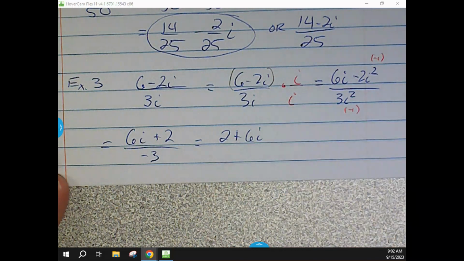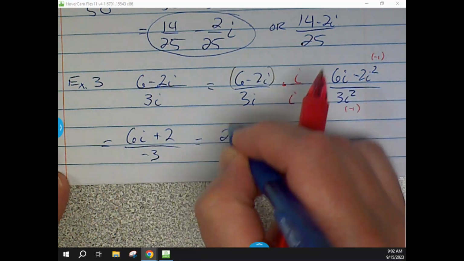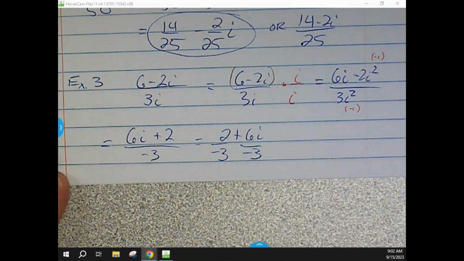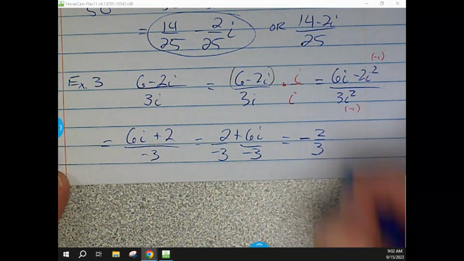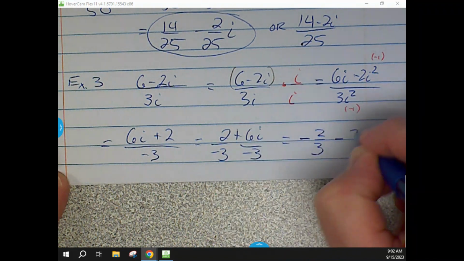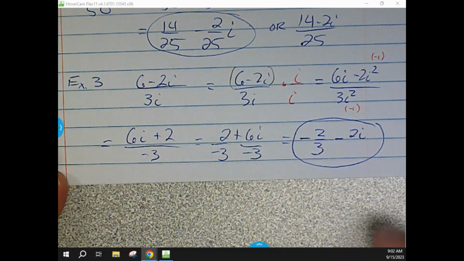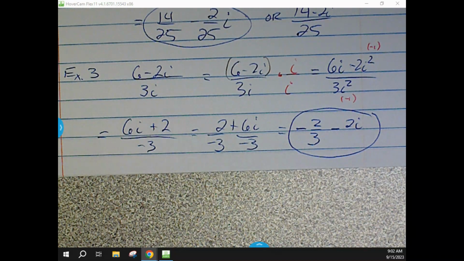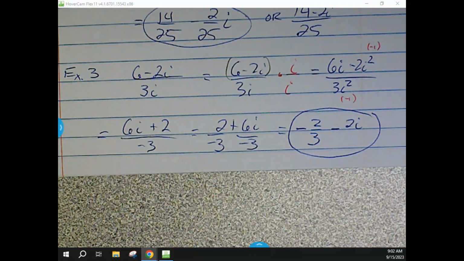All right, right back in a plus bi form, it's 2 plus 6i, reversing those two. Now, in this case, we cannot do anything with this over negative 3, but you can simplify that part. So this basically is negative 2/3 and then minus 2i. So just depending on the numbers and how it sets up, sometimes you may have one part that's a fraction, one part that's not, but you still just break it down and simplify it as much as you can as you go through those.